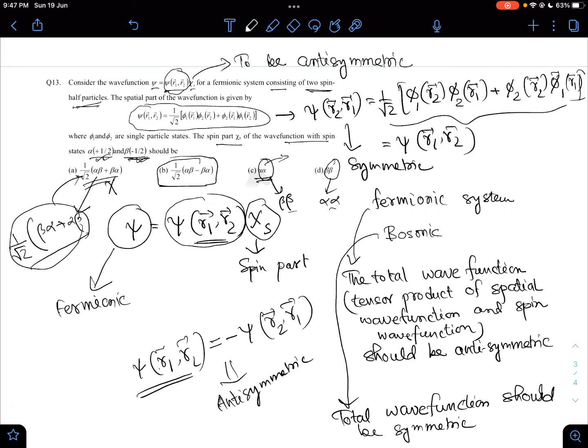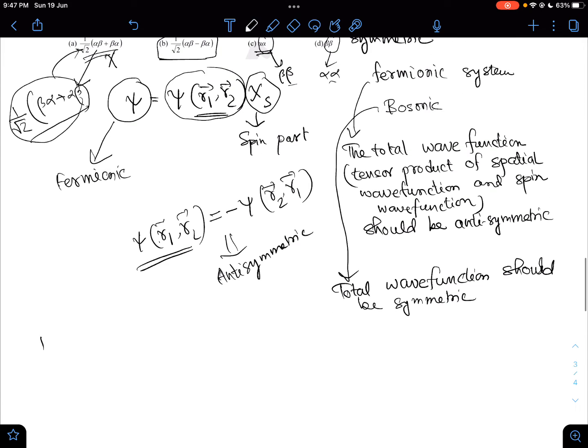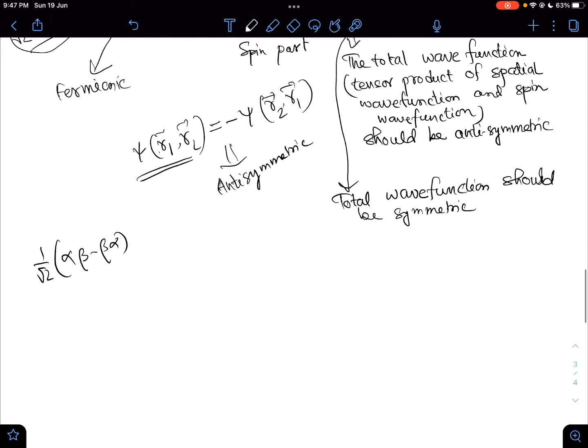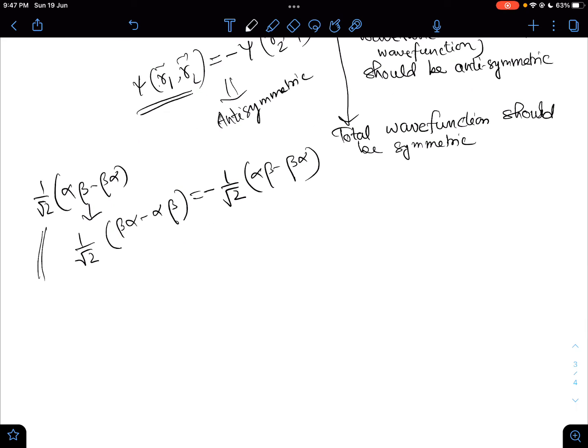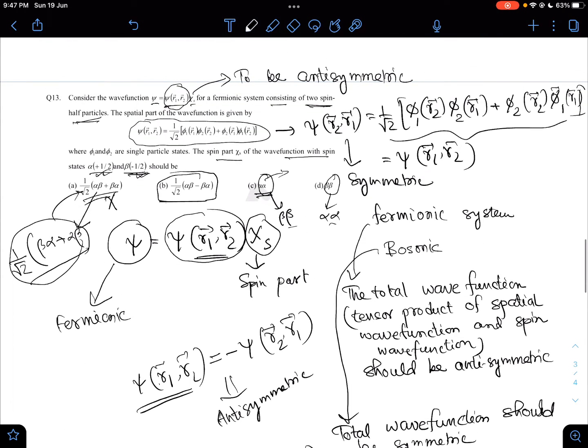Now if you notice this carefully, this is 1 by root 2 alpha beta minus beta alpha. If we exchange alpha and beta here, we will get 1 by root 2 beta alpha minus alpha beta, but this is equal to minus 1 by root 2 alpha beta minus beta alpha. So it is clear that this is antisymmetric. So our correct option should be this.